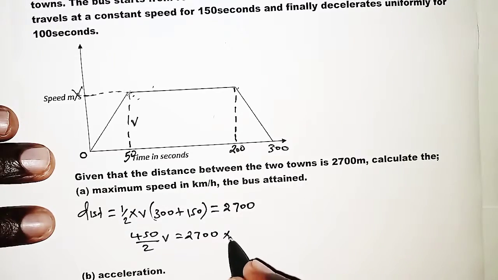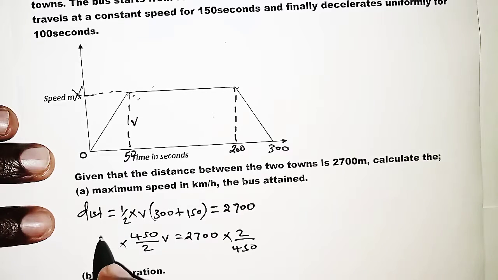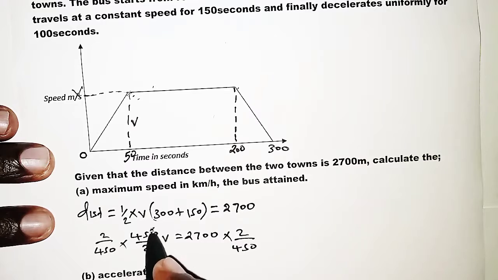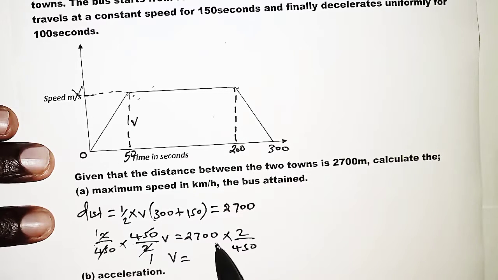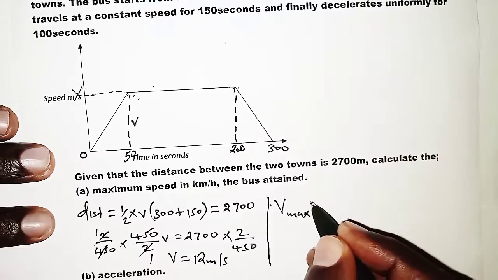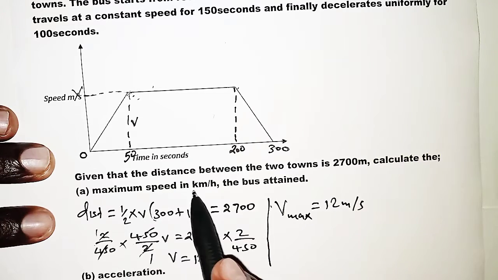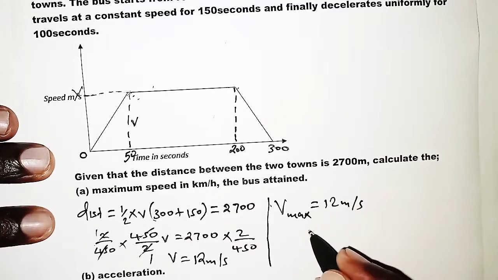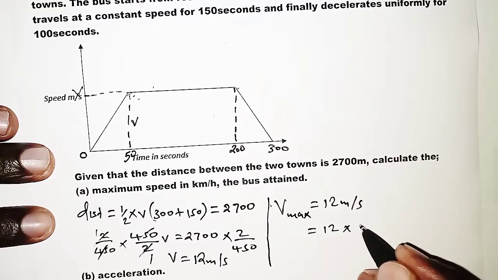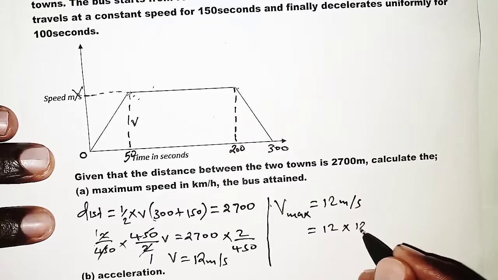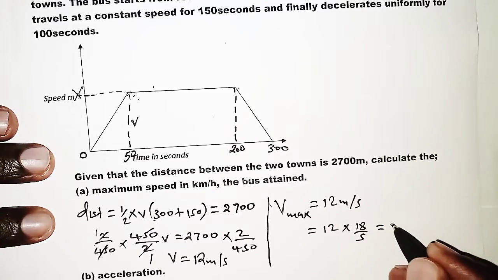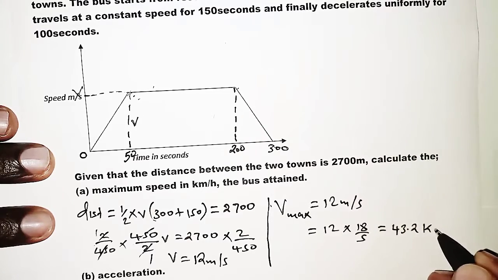Multiplying both sides by the reciprocal of 450, we're going to have v equivalent to, and multiplying this gives us 12 meters per second. So the maximum velocity is 12 meters per second. But we are asked to calculate the maximum speed in kilometers per hour. So in kilometers per hour, that will be 12 meters per second times 18 over 5. Calculated, this should be 43.2 kilometers per hour.